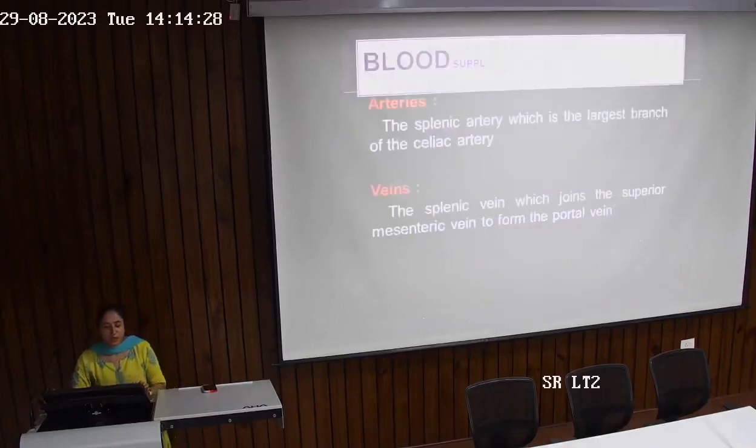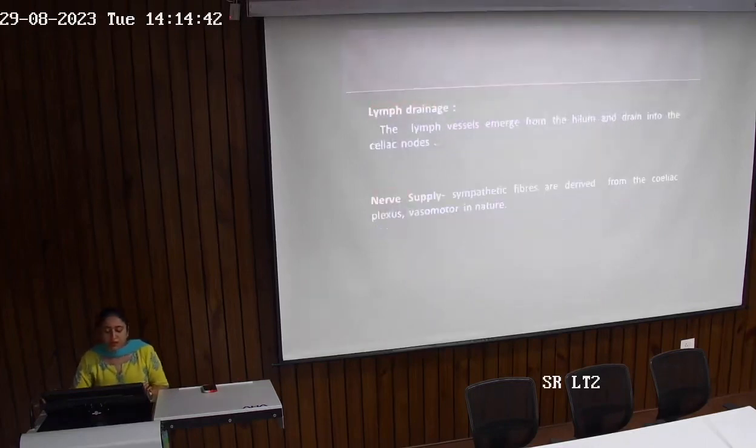It is supplied by the splenic artery, which is the largest branch of the celiac artery. And the venous supply is given by the splenic vein, which joins the superior mesenteric vein to form the portal vein. The lymph vessels emerge from the hilum and drain into the celiac nodes, and the nerve supply is by sympathetic fibers that are derived from the celiac plexus and are vasomotor in nature.